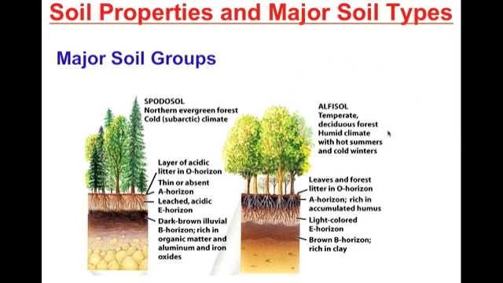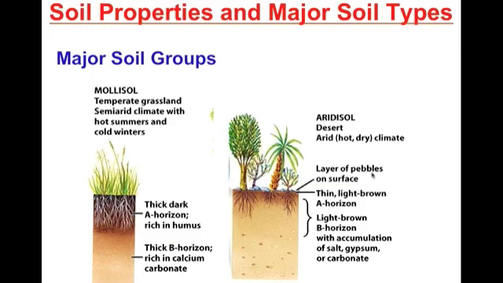With alfisol, it's a temperate deciduous forest. It's usually common in humid climates with hot summers and cold winters. We would be characterized as that type of area. And it has leaves and twigs that make up much of its O horizon. Its A horizon is rich in accumulated humus, it has a light colored E horizon, and its B horizon is thick and rich in clay.